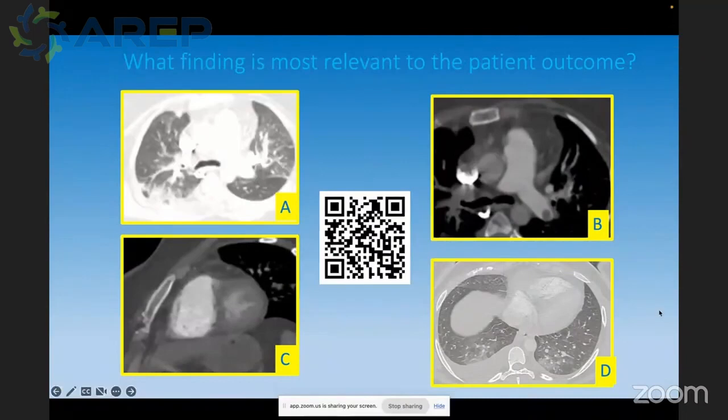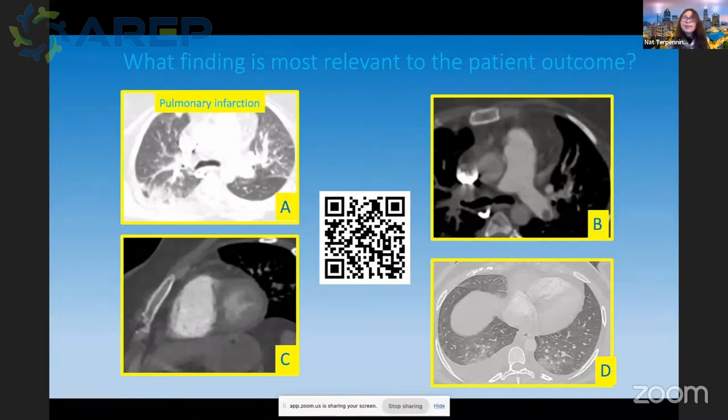For choice A, what does it mean here? What I'm trying to show you here, do you see my screen, Dita? Yes. Here you see opacity in the periphery of the left upper lobe. I want to show you pulmonary infarction. And the second one, we see the small PE here. And look at the PA diameter, it is bigger than the aortic diameter. So I want to show you dilated main pulmonary artery.